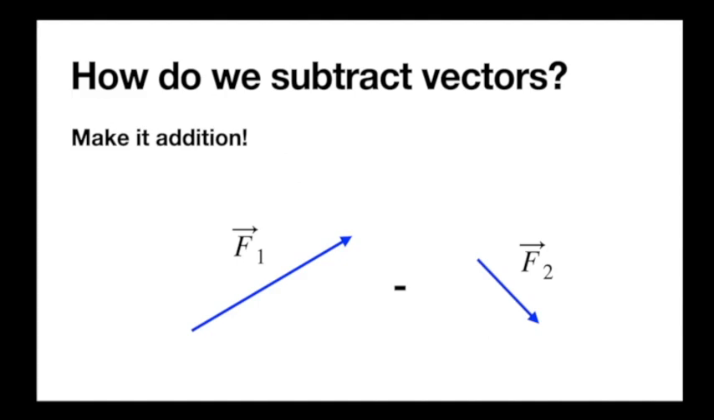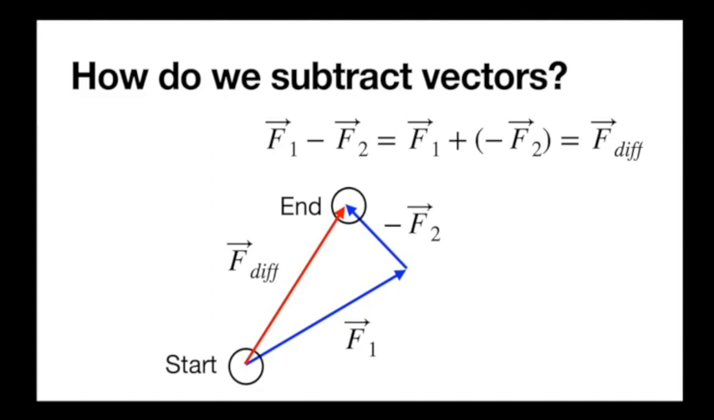To do that, let's just turn the subtraction into addition. And how do we do that? Well, 2 minus 3 is the same as 2 plus negative 3, right? So f1 minus f2 is the same as f1 plus negative f2. And to get the negative of a vector, we just flip it around, so put the arrowhead on the other side. Now we can add them the way we normally do, tip to tail, and draw our result, our f difference. I've labeled it here. I just took f2, flipped it around, and popped it on the end. And so my difference vector looks like that.